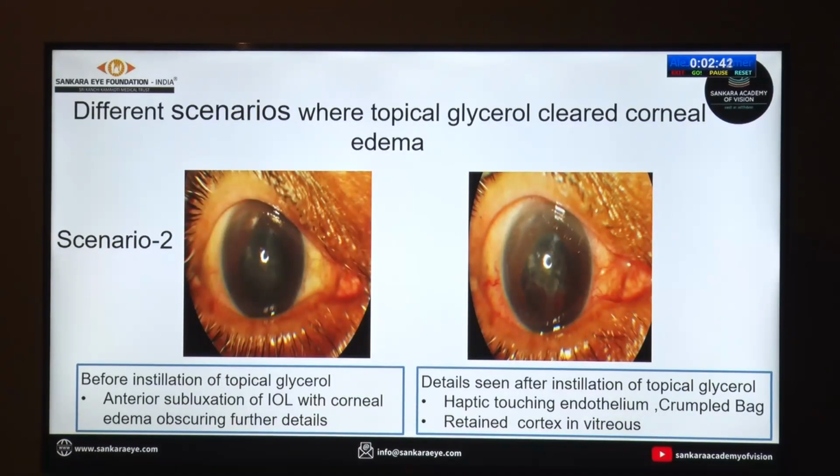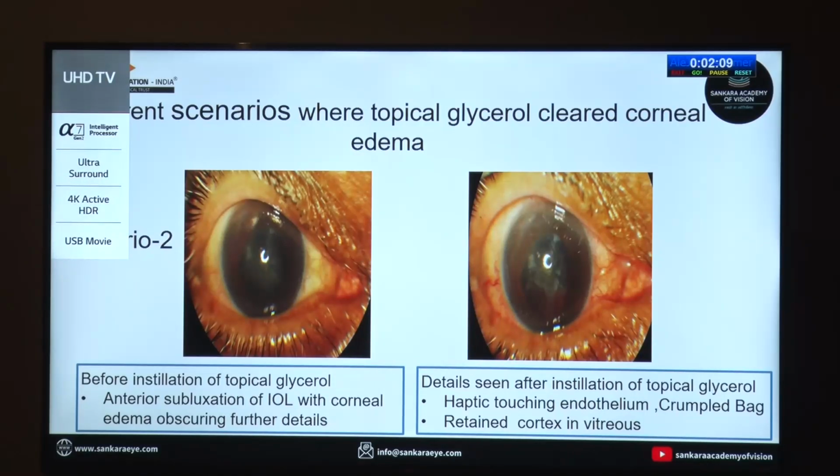In scenario 2, it was again a complicated cataract surgery, where the anterior subluxation of the IOL happened, and the haptic of the IOL was rubbing the corneal endothelium, and corneal edema was happening, obscuring the further details. On the right side of the slide, you can see we put the topical glycerol eye drops. The cornea regained slight clarity, and we can see extra details, other than the haptic touching the endothelium, we can see the crumpled bag and the retained cortex in the anterior vitreous as well.